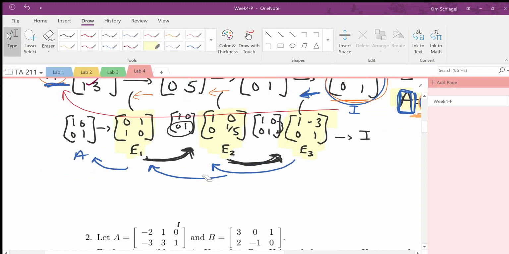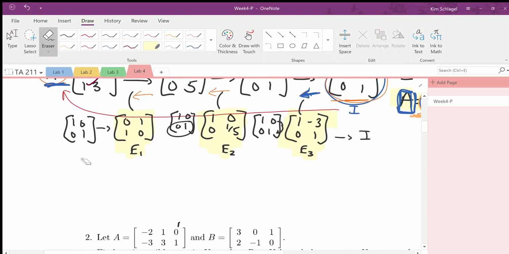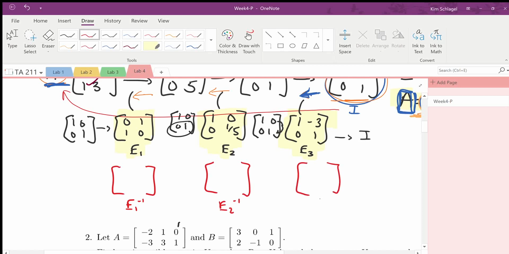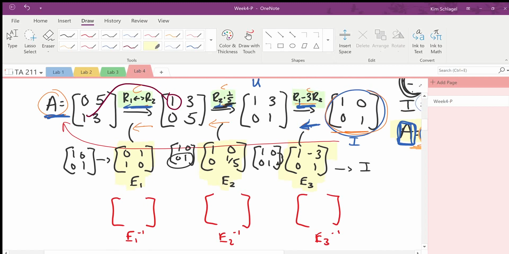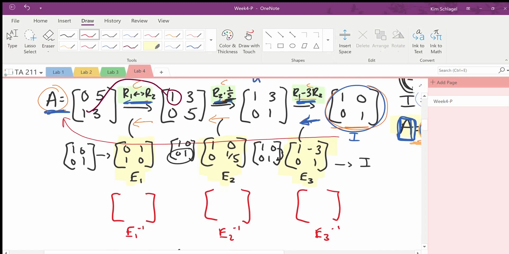Okay, so to do that, all we're going to do is what we just talked about, finding the opposite action. Okay, so we have E3 here, E3 inverse. Once again, we're trying to get from the identity all the way to A. So instead of doing this guy here, we've got to do this guy here. So the opposite of whatever we did in the row operations.